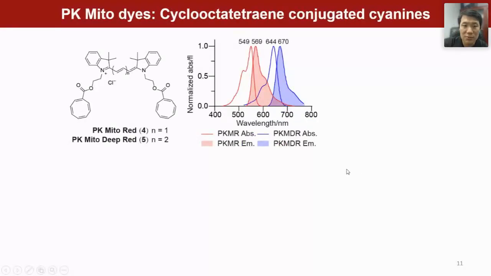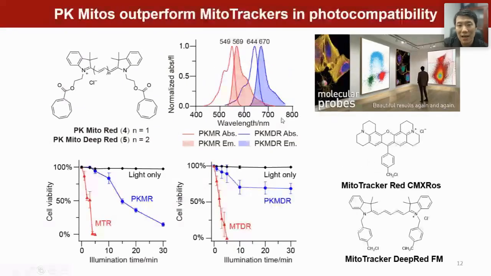Encouraged by this result, we decided to move forward and prepare analogs. We prepared two molecules. One is the Cy3 bis-COT, called PK Mito Red. The other is Cy5 bis-COT, named PK Mito Deep Red. The good thing about these two dyes is they cover the red channel and the far-red channel in typical microscopes. And then with these dyes, we wanted to compete with the classic reagents in this field called MitoTrackers.